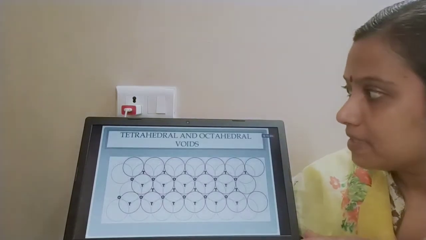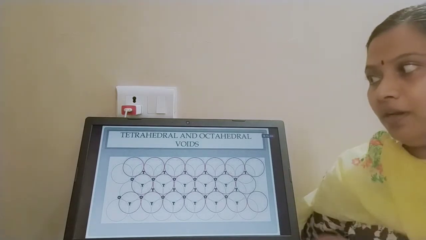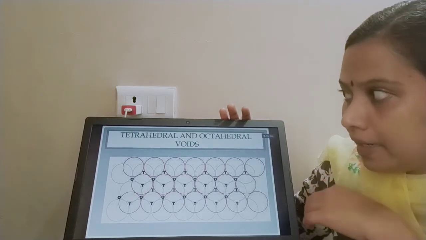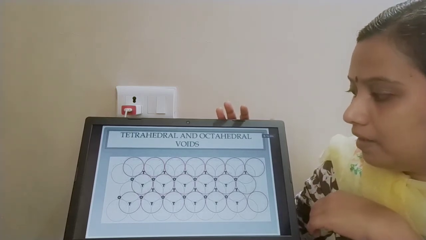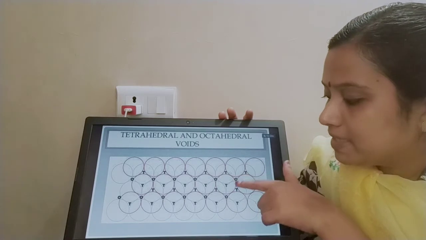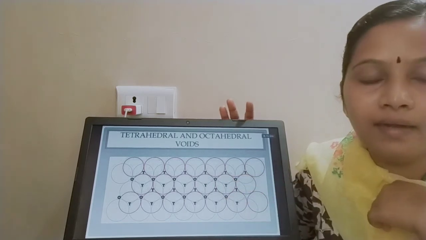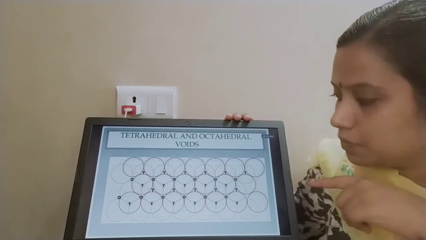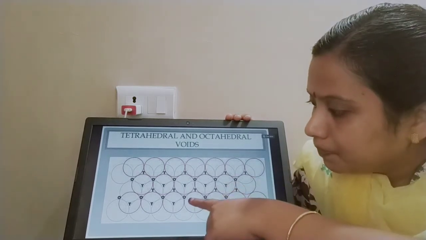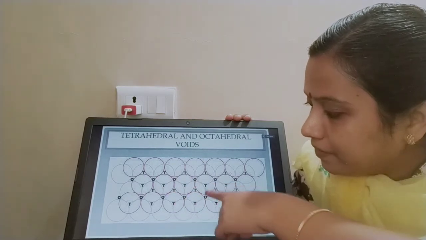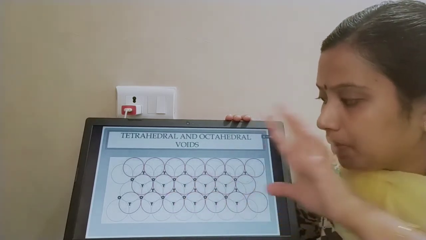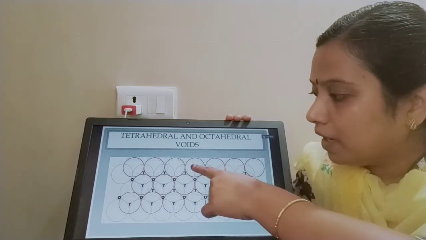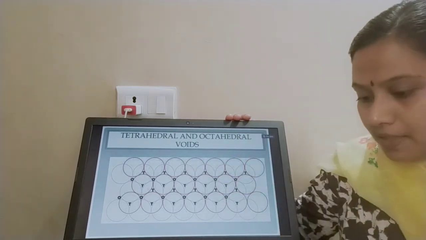Moving to the next slide. This picture will give you a clear-cut idea about tetrahedral and octahedral voids. Wherever O is there, that is called an octahedral void. Octahedral voids are surrounded by 6 spheres. Yes, no, children? 1, 2, 3, 4, 5, 6. Octahedral voids are surrounded by 6 spheres, while tetrahedral voids are surrounded by 1, 2 and 3 spheres.